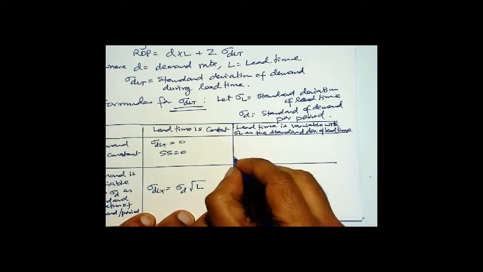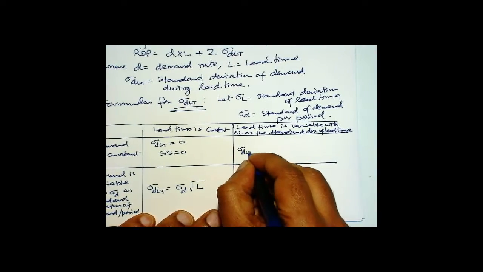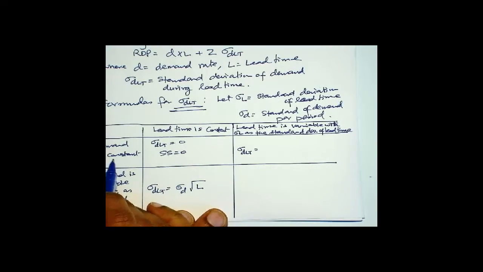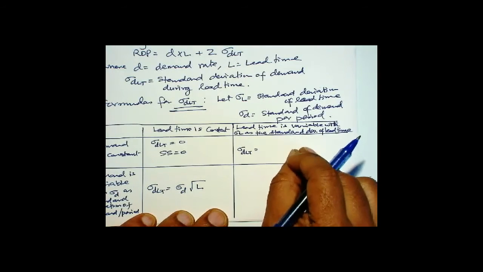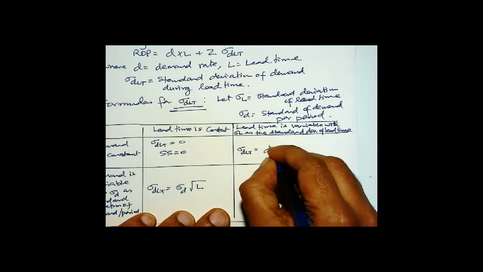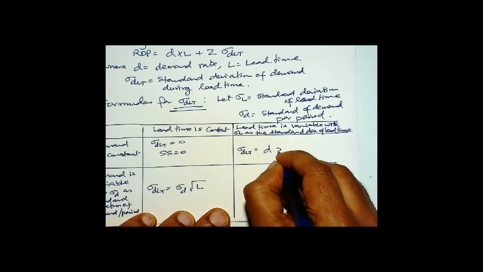In this case, when demand is constant but the lead time is variable, this is probably the least likely case. Then the formula is D times sigma sub L.